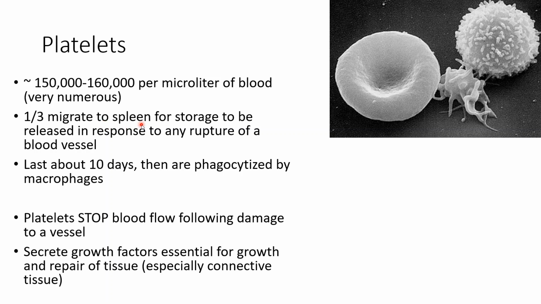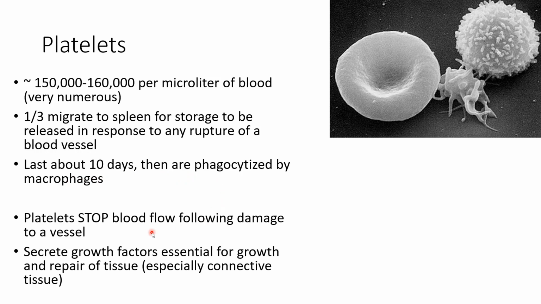Some platelets migrate to the spleen for storage to be released in response to any rupture of a blood vessel. So the spleen houses a good proportion of the platelets found in the body, about a third of them. They just stay there until needed. They last about 10 days, and then they are phagocytized by macrophages. Phagocytic, remember, means macrophages are going out and engulfing this particle, in this case, a platelet that's no longer viable, and it will destroy it. So it goes out and gobbles it up and destroys it.